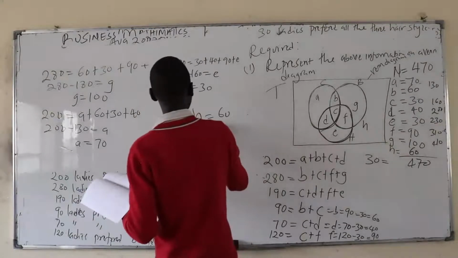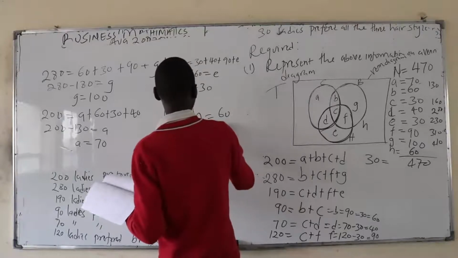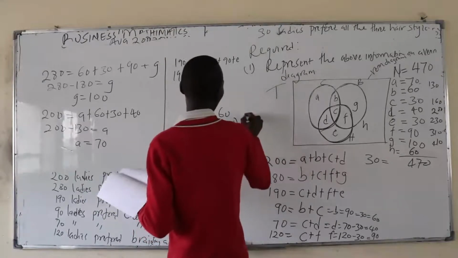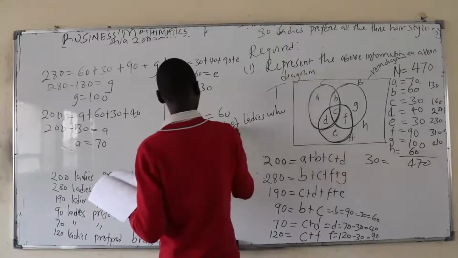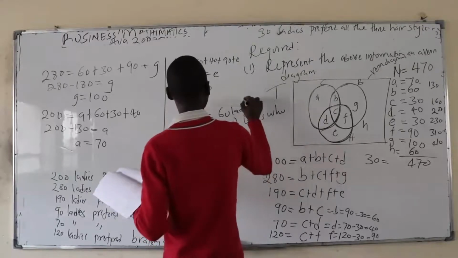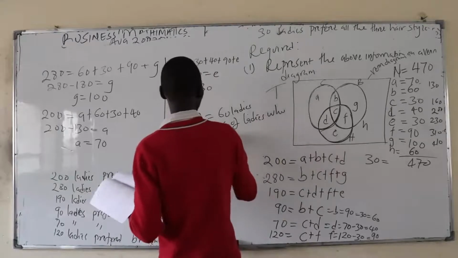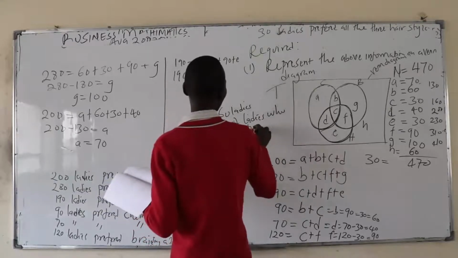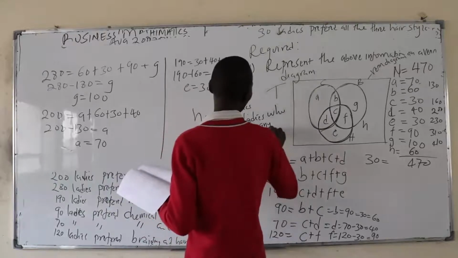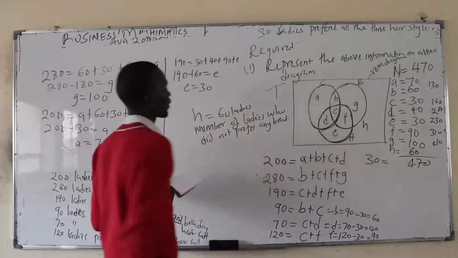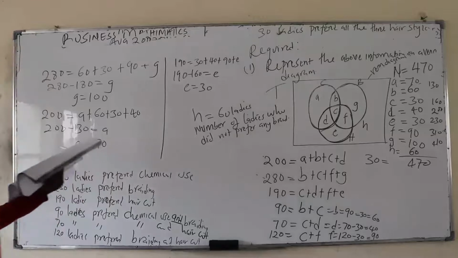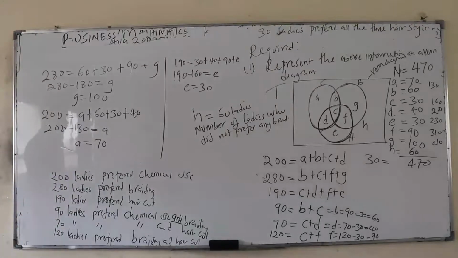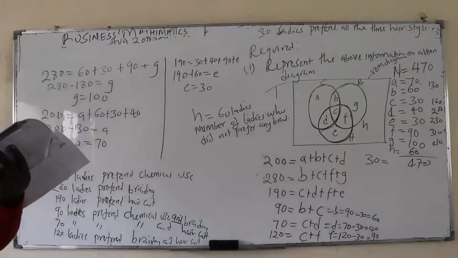So E, we can find it here. We know C, we know D, we know F. So to get E, you take 190 is equal to C, which is 30, plus D, which is 40, plus F, which we have found is 90, plus E. So you collect like terms: this is 130, 160. 190 minus 160 is equal to E, whereby E is equal to 30.